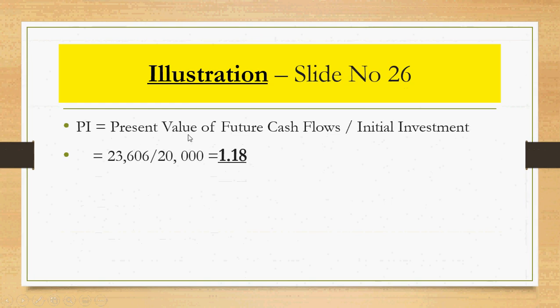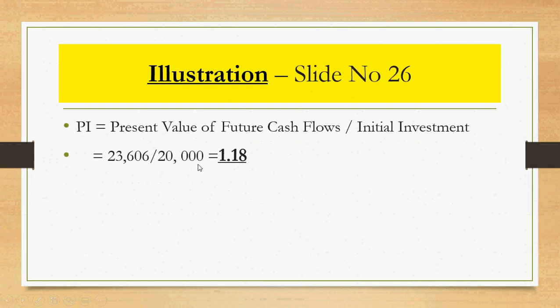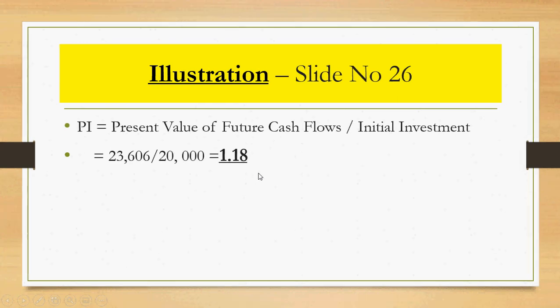Here you can see 23,606, that is present value of future cash flows. Now see, initial investment is given in the question. How much? 20,000. So divide by initial investment. So profitability index we get 1.18. So can we accept this project? Of course, we can accept this project because profitability index is more than 1. If more than 1, according to profitability index, we can accept this project.